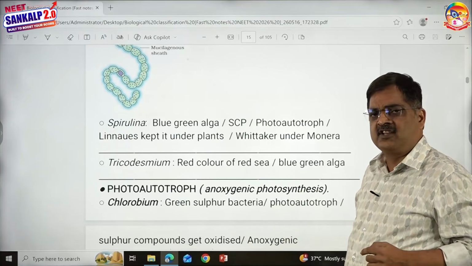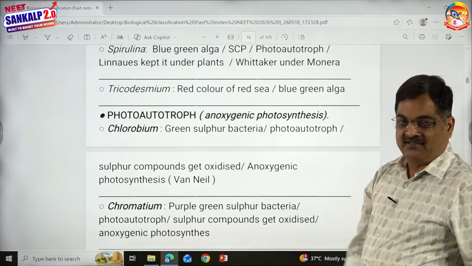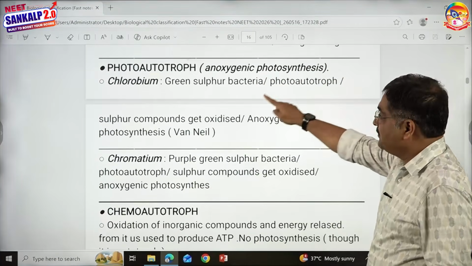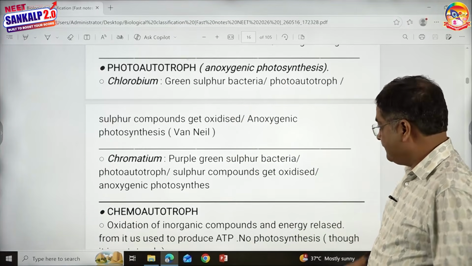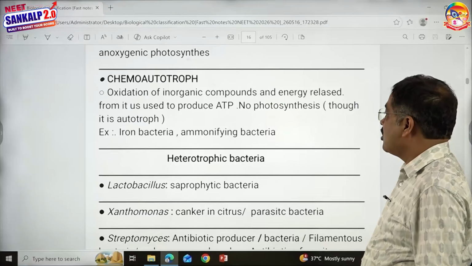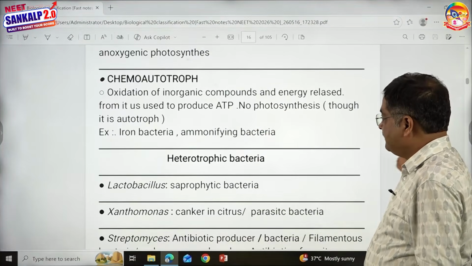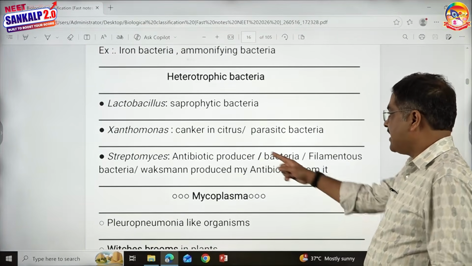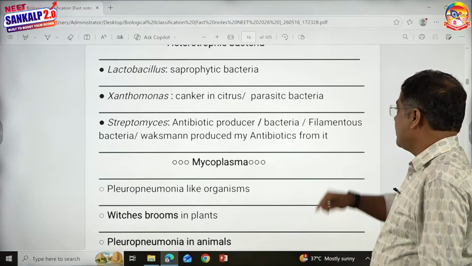Trichodesmium, outside chance of this question to come, red color of the Red Sea. We already discussed this, children. Photoautotrophs and oxygenic photosynthesis. I told you, Chlorobium and Chromatium. Sulfur compounds get oxidized. That is the reason. Chemoautotrophs, we already discussed this. Oxidation of inorganic compounds and the energy released is used to synthesize ATP. Heterotrophic bacteria, we have already gone through it. Lactobacillus, saprophytic, Xanthomonas, canker in citrus. Streptomyces is an antibiotic producer.